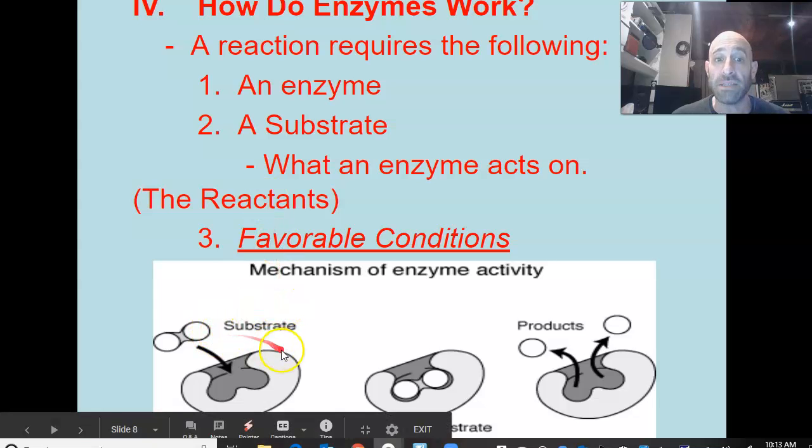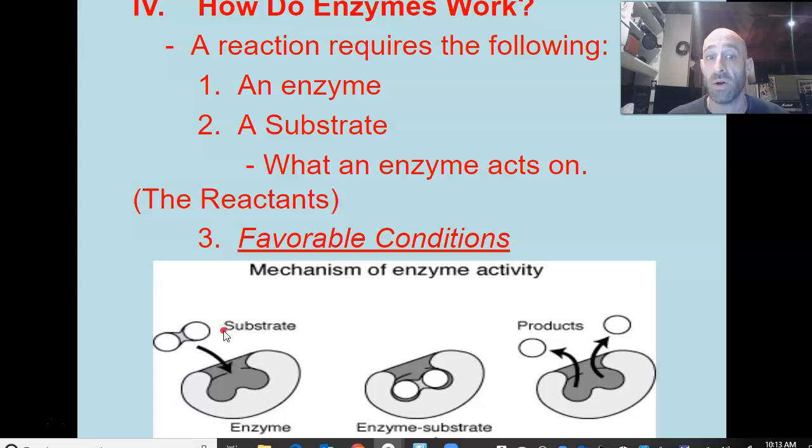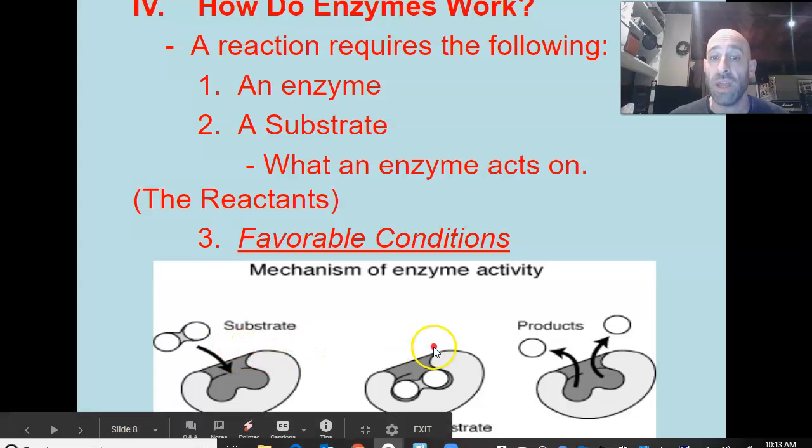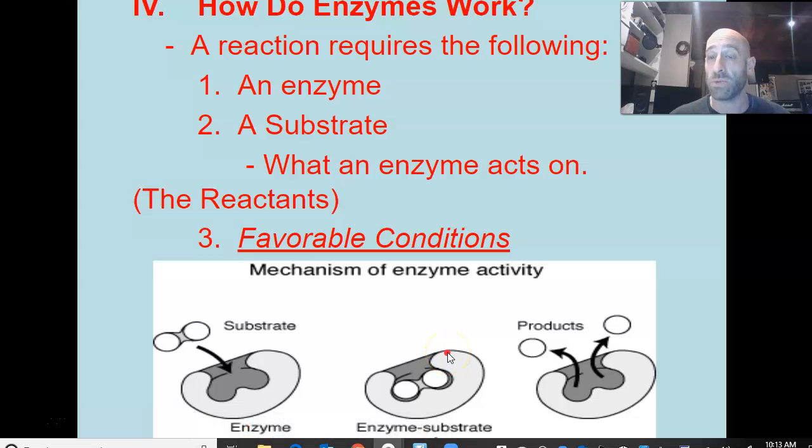So let's just talk about how it works. The substrate is the thing that it acts on, right? So that's the actual sugar, let's say. If I use lactose as my example. Lactose sugar is in milk. The enzyme attaches to it, and it forms something called the enzyme substrate complex. That is when it attaches to the actual substrate, and it does its job. And when it does that, it breaks it into something new.